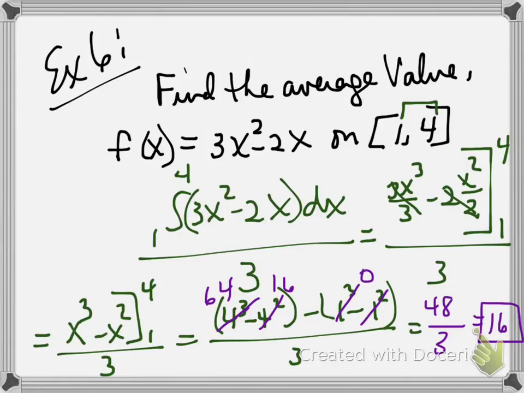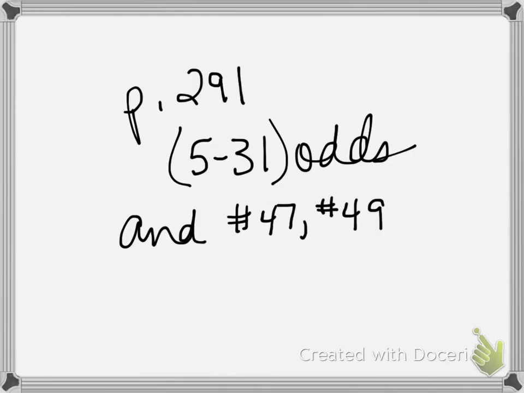So the average value on this interval is 16, so basically it's telling you an average y value that works on this interval. And that's how you find average value. It's really simple. Okay, so here's your assignment. 5 through 31, you're going to be using the fundamental theorem. You're just going to be integrating, plugging in the b and the a, and subtracting. And then these two problems are going to be average value problems.